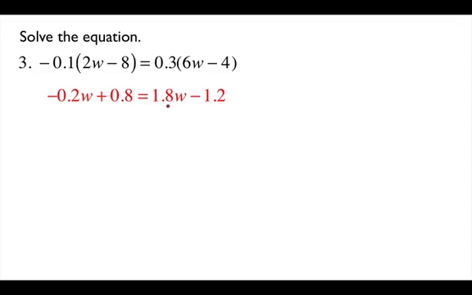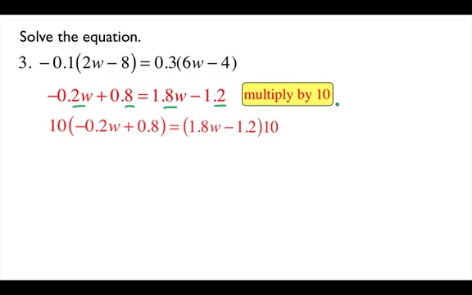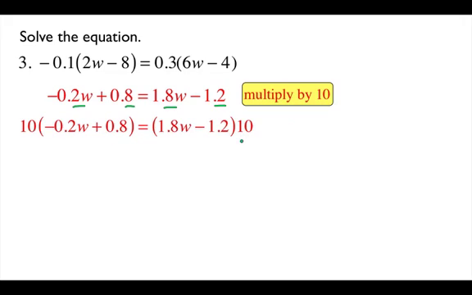Now at this point, I notice that every single one has one decimal place, so I am going to multiply both sides of this equation by 10. Excuse me, this is what I get. This becomes negative 2w plus 8. The right hand side becomes 18w minus 12.